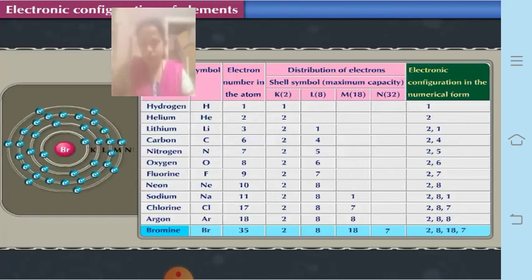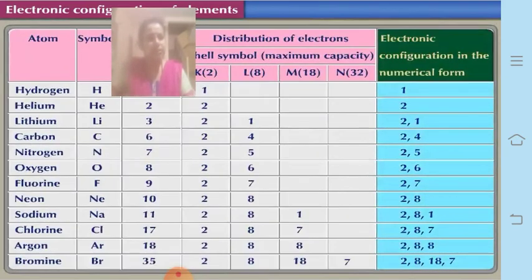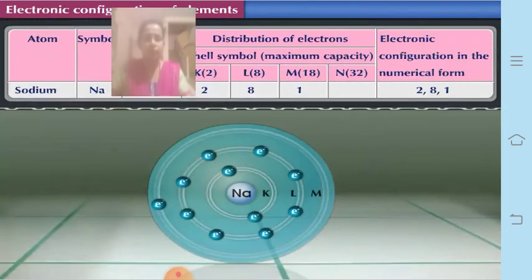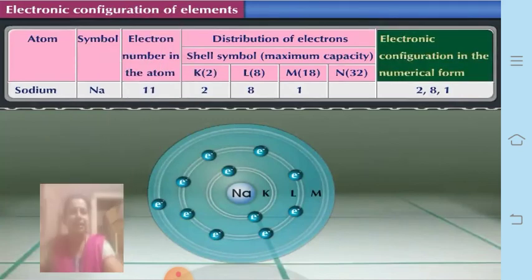Fine. So the electronic configurations we have just seen are written in numerical form and separated by commas. Remember this. You cannot write it simply as 2 1 4 like that. Now let us take the example of sodium. The symbol of sodium is Na. The number of electrons in the atom is 11. So 2, 8, 1 is its electronic configuration: 2 in the K shell, 8 electrons in the L shell, and 1 electron in the M shell.